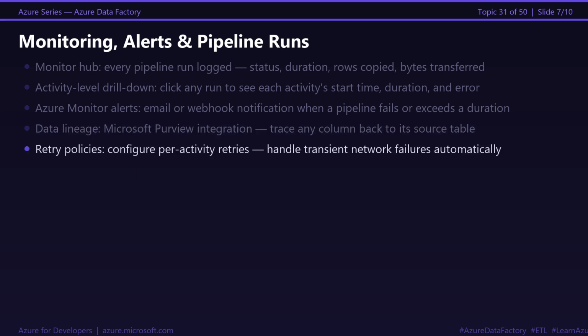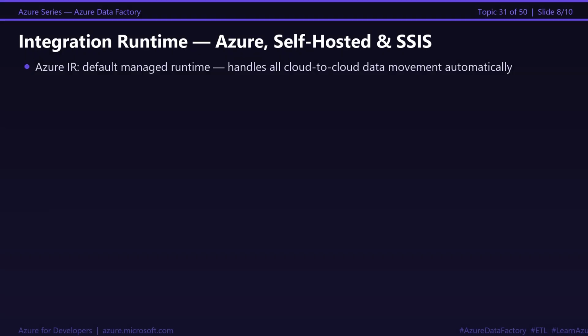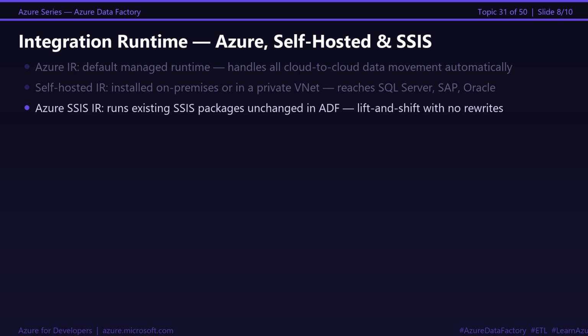This next part is where most teams waste money by choosing the wrong runtime. Azure IR is the default, works for any cloud-to-cloud movement, nothing to configure. Self-hosted IR is what you install in your on-premises environment or private VNet to copy SQL Server or SAP data into Azure. It calls out to ADF over HTTPS, no inbound firewall holes needed.